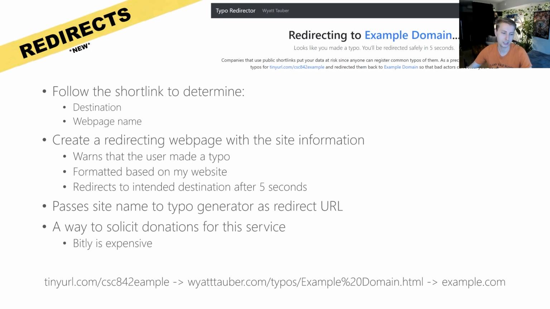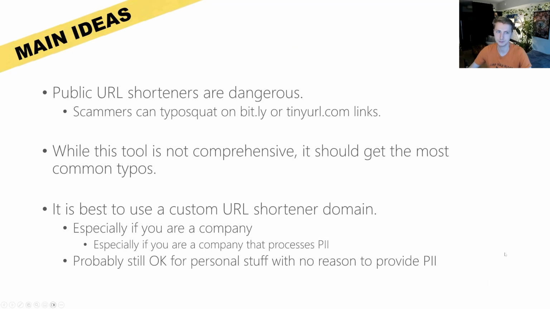So the control flow here would be a user makes a typo, such as CSC-842 e-ample, they'll omit the X, which directs to my site based on the web page that was generated, which then displays the message and directs them back to the intended site.